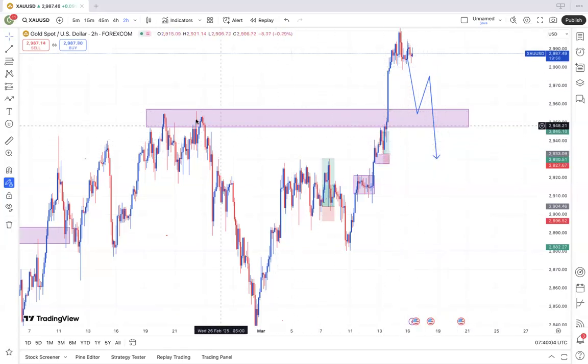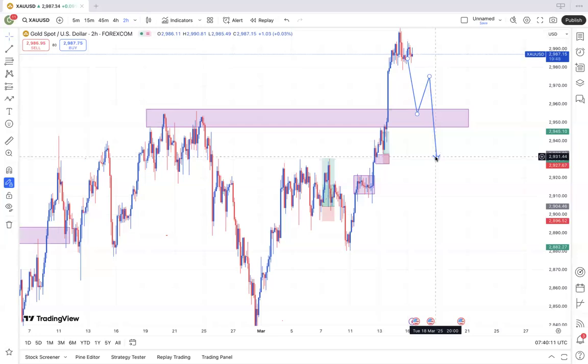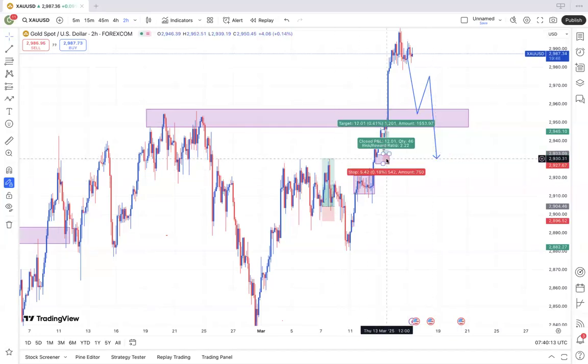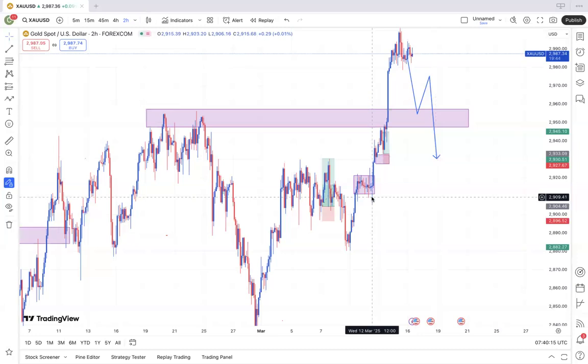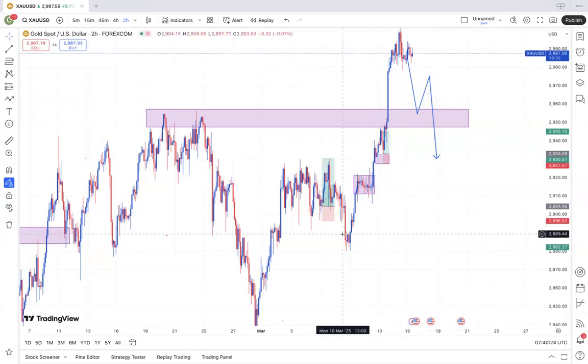So failure to respect this demand turned supply zone, we can most likely have an area here where the market will now react for the buys. Now, if we don't have a buy at 29.33, just know that for me, I don't think there's a buy opportunity here. This is just a consolidation zone that the market will break. So I'm going to be expecting the market to push down price all the way down to this area.